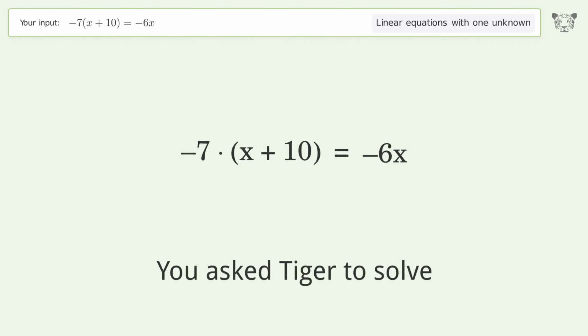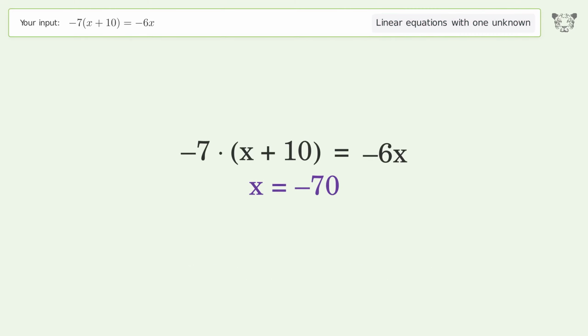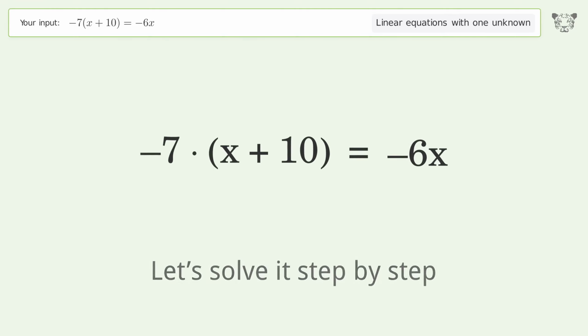You ask Tiger to solve. This deals with linear equations with one unknown. The final result is x equals -70. Let's solve it step by step.